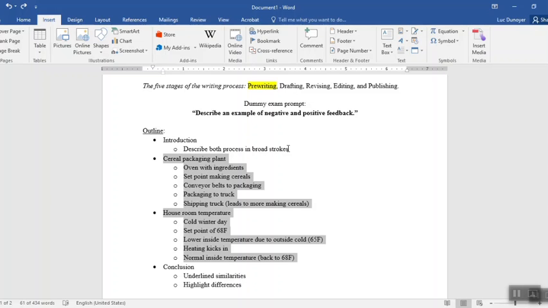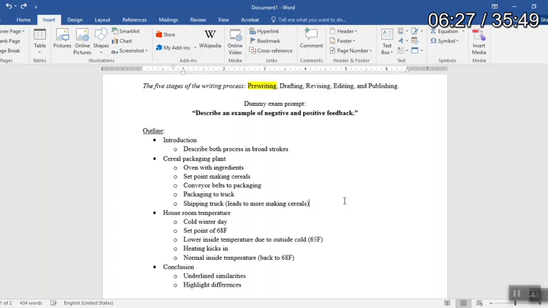You just have the meat of your paper that you do first, and then you work a little bit around to get transitions in, to get things that make sense, to get a story line. That's your outline from top to bottom. So now that we have the outline done, you go back to your prompt, you make sure you answer it. Now that you're sure, okay, I'm really talking about negative, positive feedback, it's time to go to the drafting.